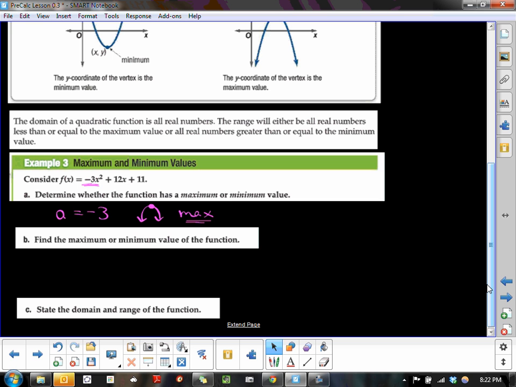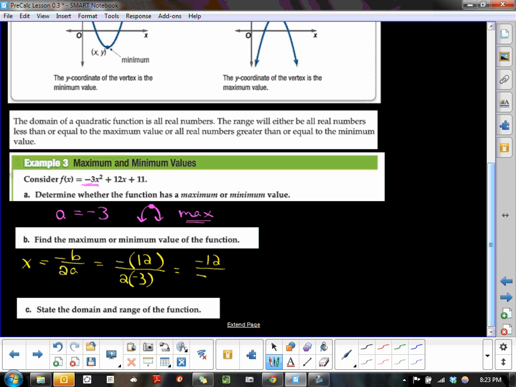The second part, finding the maximum or minimum value of the function, we did that earlier in our previous lesson. To find the maximum or minimum, we can find the location of the x value by taking the calculation negative b over 2a, which means we put in a negative times b, and b is 12, divided by 2 times a, which is 2 times a negative 3. We run our calculations, it's negative 12 all over negative 6, which means the x value of our maximum is 2.